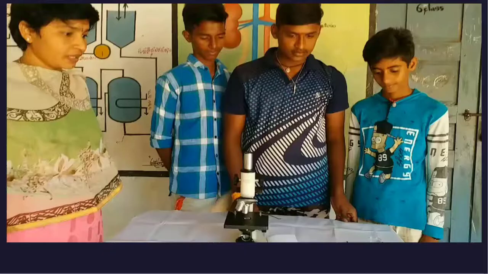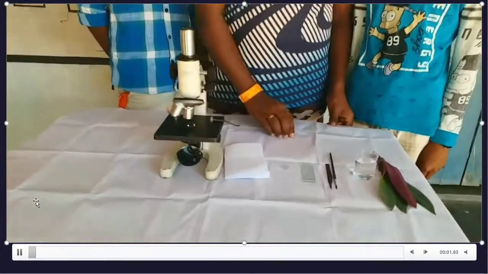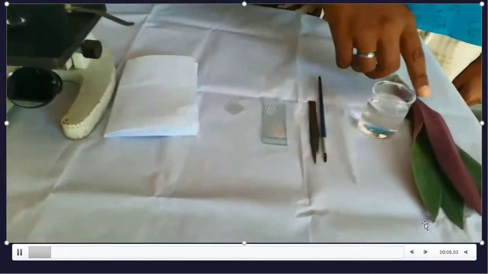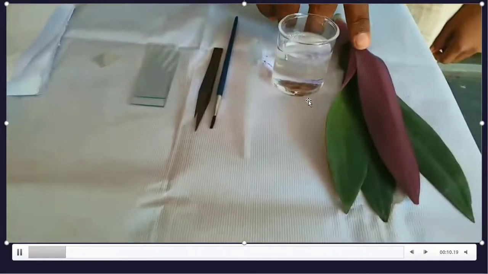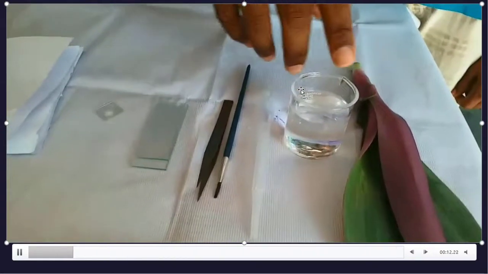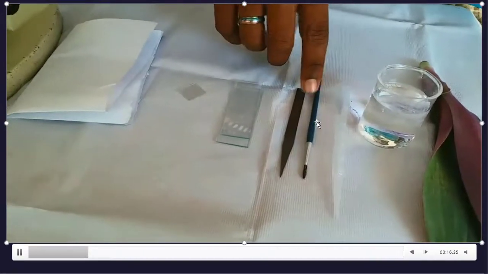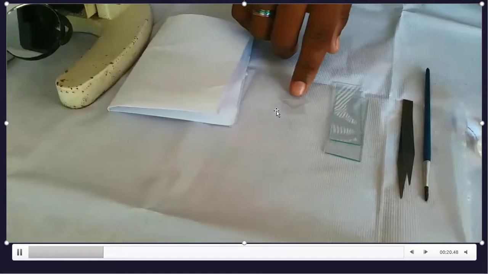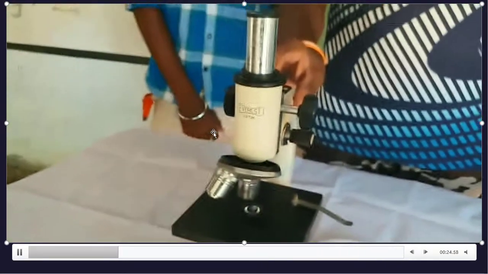My students are doing one experiment to observe the plasma membrane. Let us watch them. What are the materials they are using? Rheo leaf, salt water in a beaker, dropper, brush, forceps, glass slide, cover slip, white paper or blotting paper. Here, a microscope, a compound microscope.